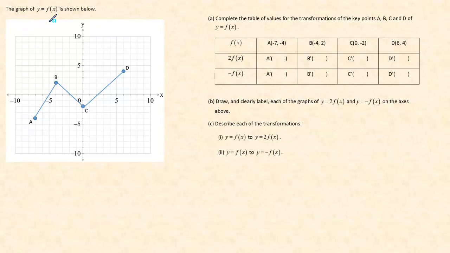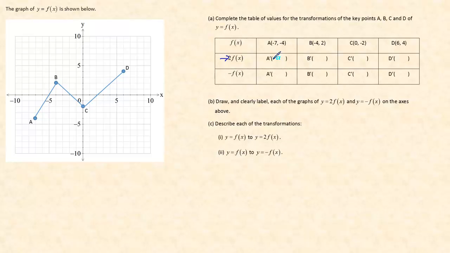The graph of y equals f of x is shown below, and the key points A, B, C and D have coordinates as shown here. We want to complete the table of values for the transformations of the key points A, B, C and D of y equals f of x. And our first transformation is 2f of x. Now from what we've seen, the x coordinates will stay the same and the y coordinates will double.